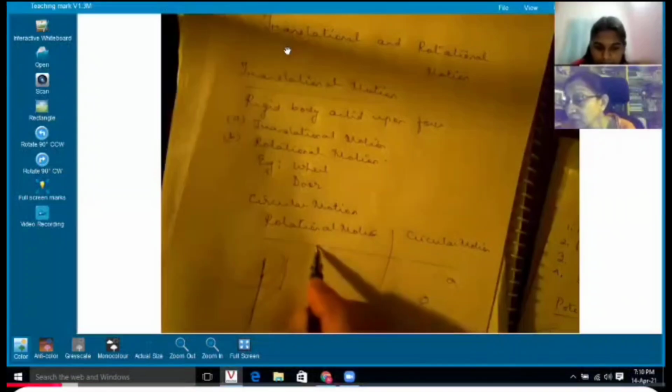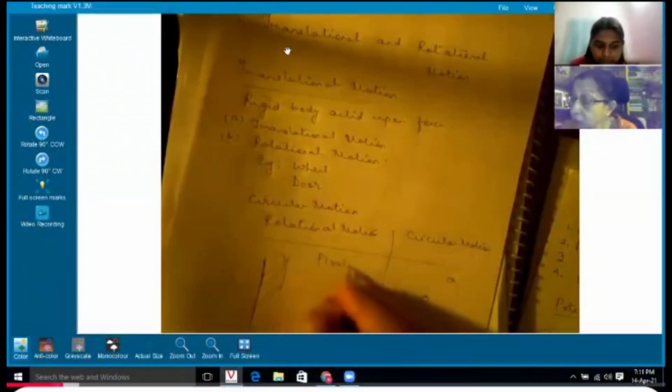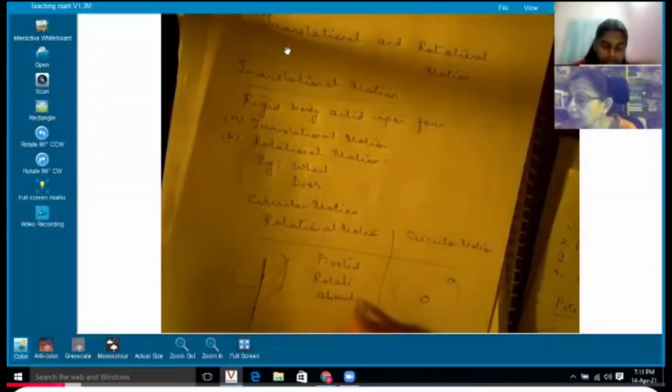So the main difference between rotational motion and circular motion is that here the body is pivoted, as you have correctly pointed out. The body is pivoted and the body is going to rotate about an axis passing through the body itself. Correct? Yes, ma'am. So now, do you think that the Earth also executes rotational motion, or does it execute circular motion only?